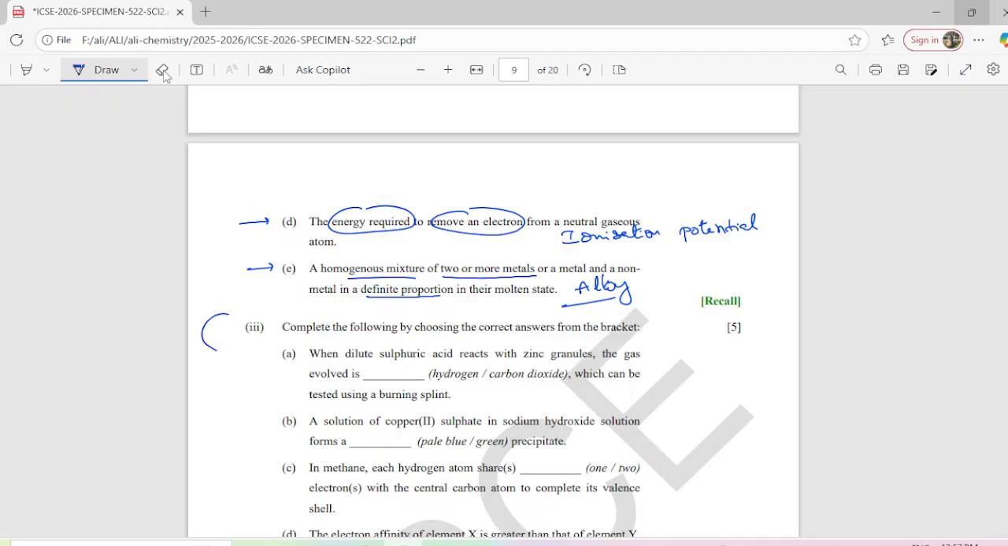Next, now fill in the blanks. When dilute sulfuric acid reacts with zinc granules, the gas evolved is hydrogen. Sulfuric acid, any dilute acid with metal, definitely produces hydrogen gas.